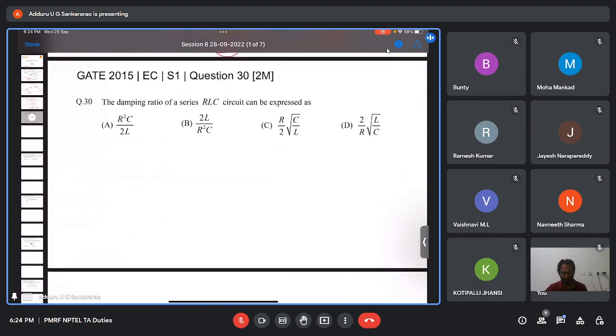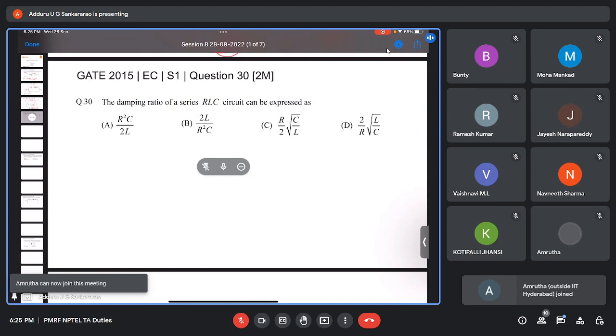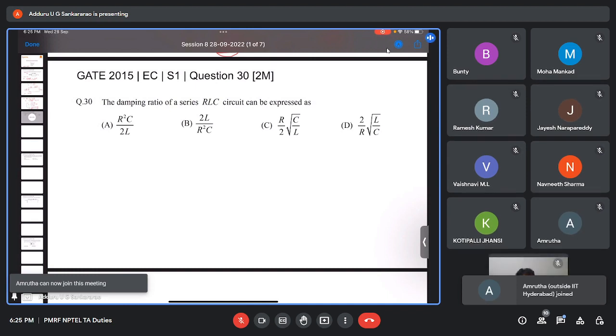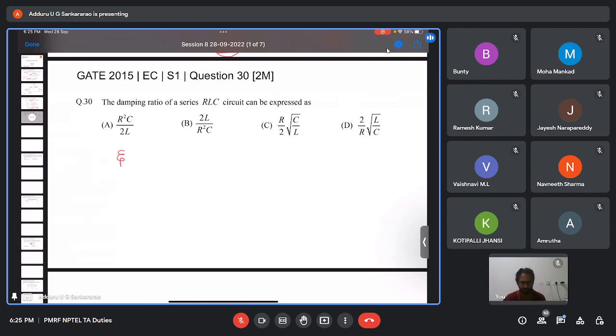Now we'll see another question. This question is given in the same GATE 2015 ECE set 1 for 2 marks. The damping ratio of a series RLC circuit can be expressed as... Just now we have seen the series RLC circuit. I'm not going into details here. The damping ratio is represented by zeta, that is 1 by 2Q. The relation between damping ratio and the quality factor is 1 by 2Q.